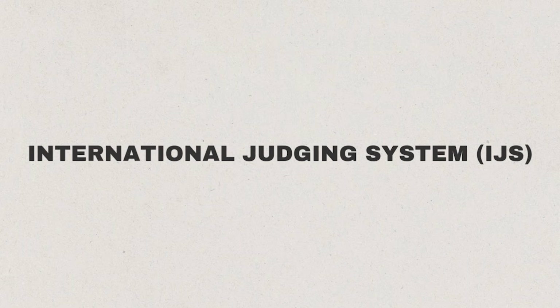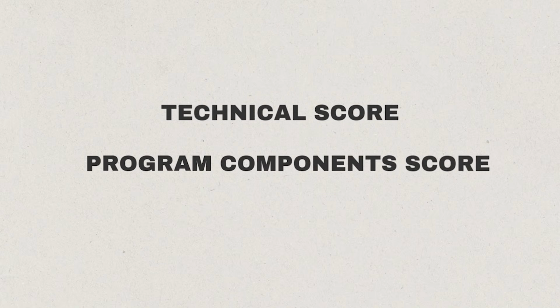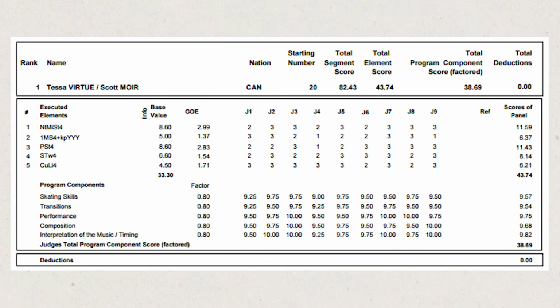Now let's break down the scoring. Don't worry, I'll keep it simple. Figure skating uses the International Judging System, or IJS, which splits scores into technical score and program component scores. This is actually how our program protocol looks and how skaters are scored. It looks very confusing, but don't worry, once you get the hang of it, it's not that bad.